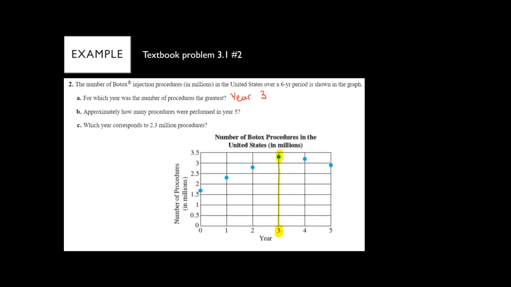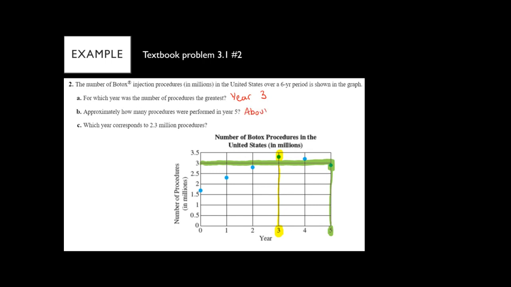Part B, approximately how many procedures were performed in year 5? So you're going to go to year 5 on your horizontal, and then we're going to look at where the dot is, because that's what we're graphing here. So it's right here. It says approximately, so that means you have to kind of estimate or round. It is almost on the line, and the line, if I follow this line here, that it's almost touching horizontally, is at 3. Which with units is millions, so that's 3 million. So we can approximate this to about 3 million.